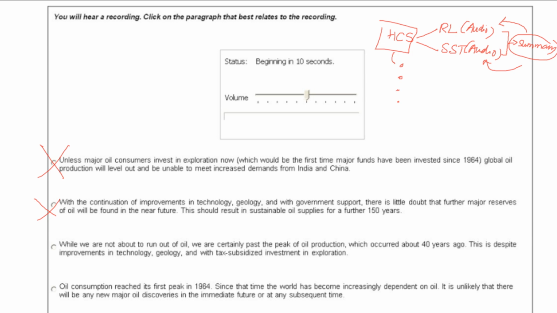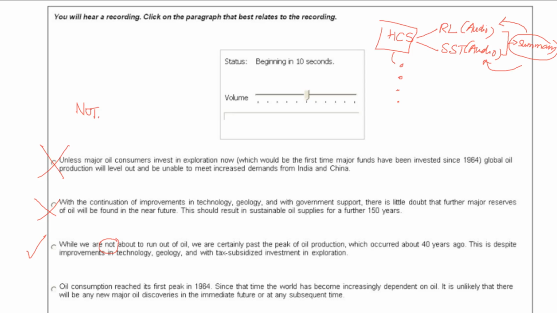While we are not about to run out of oil, yes, this is the keyword, guys: not. The paragraph basically started off by saying not. So this is a part of oil, and we are past the peak of oil production, which occurred about 40 years ago. This is despite improvements in technology, geology, and tax subsidized investments in exploration. Could this be a possible answer? Yes, this can be a possible answer, but let's just look at the fourth option just to lock in our choice, because there might be a better summary to this audio as well.